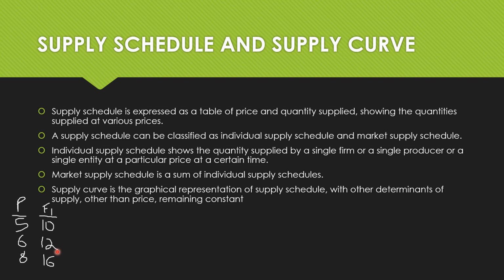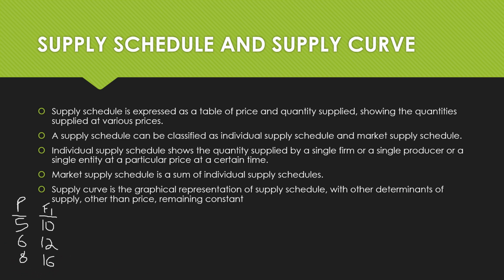Supply schedule can be divided into individual supply schedule and market supply schedule. An individual supply schedule shows the quantity supplied by a single firm, a single producer or a single entity at a particular price at a certain time. That's why this particular table is an example of an individual supply schedule.